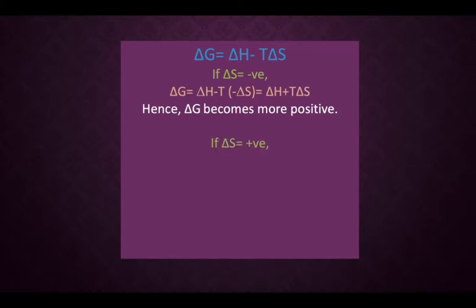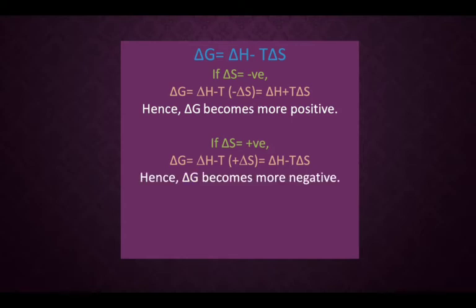Same way, suppose delta S is positive, then here we substitute the value of delta S as positive. So minus into plus will give you minus. So that means the overall value of delta G will become less. So we substitute this value of delta S in this equation, and the overall value of delta G becomes more and more negative.